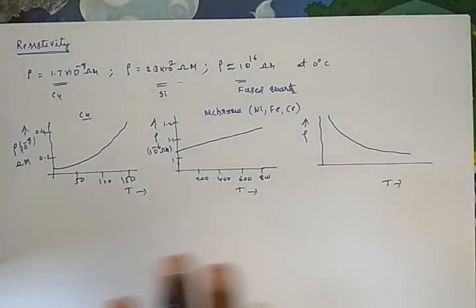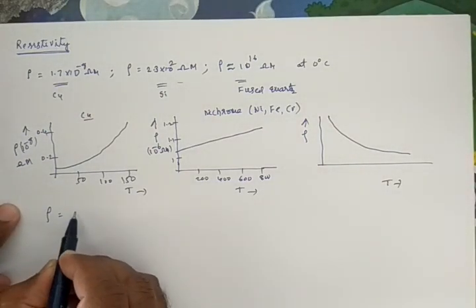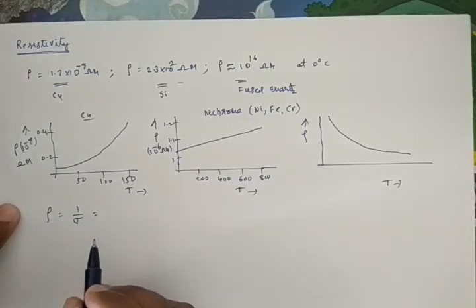So now we can explain all these by the equation. We know resistivity is the reciprocal of conductivity, and we know conductivity as n e squared tau by m.